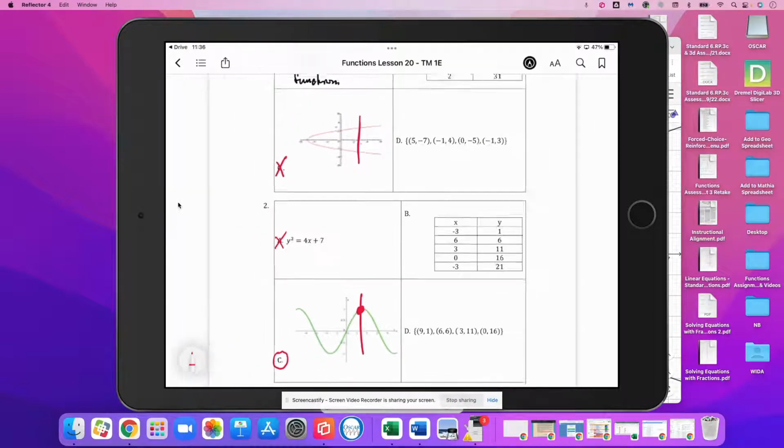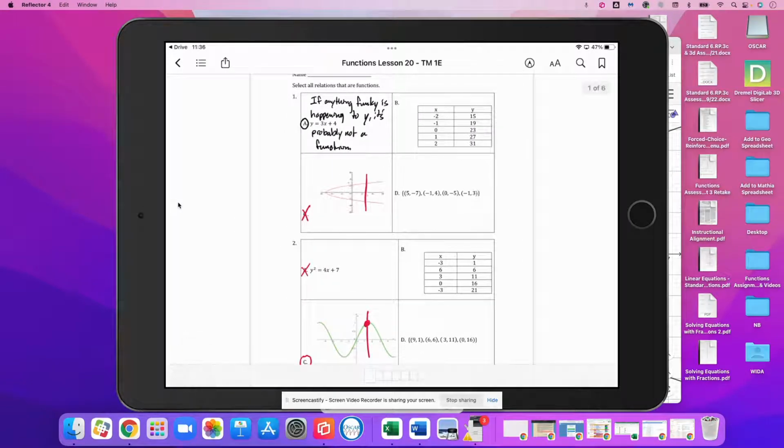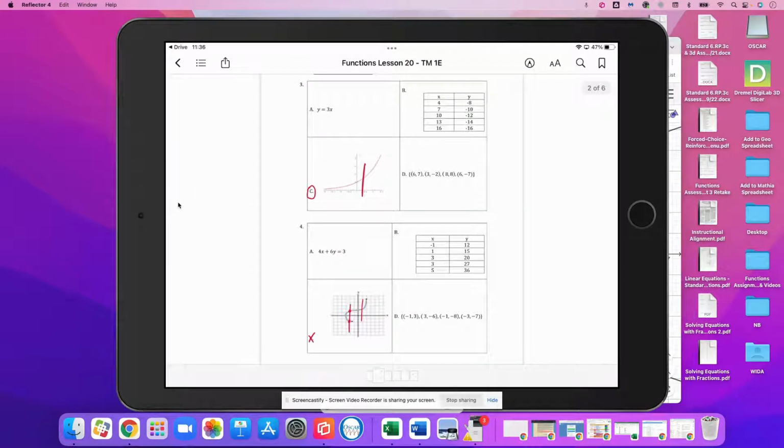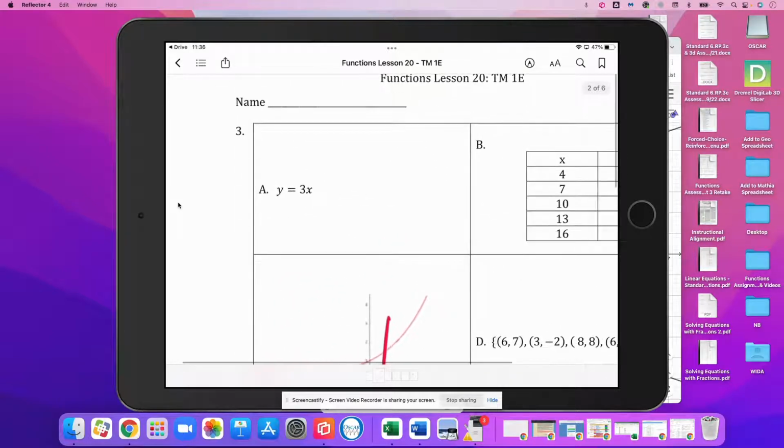So we'll talk about an instance where there is only one case where something funky could be happening to y and it would still be a function. But let's just pound through these. And so we've got a right here, y equals 3x. That looks normal. Nothing funky is happening to y. So yes, that's a function.